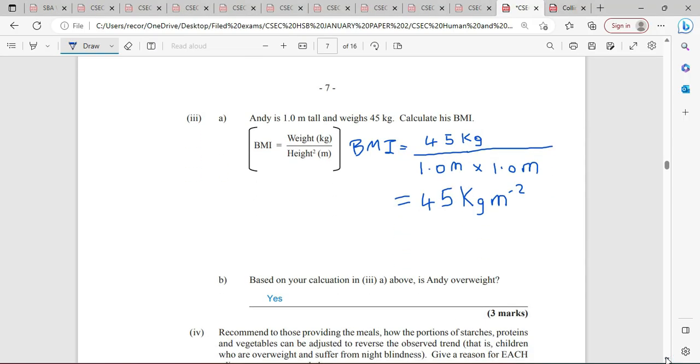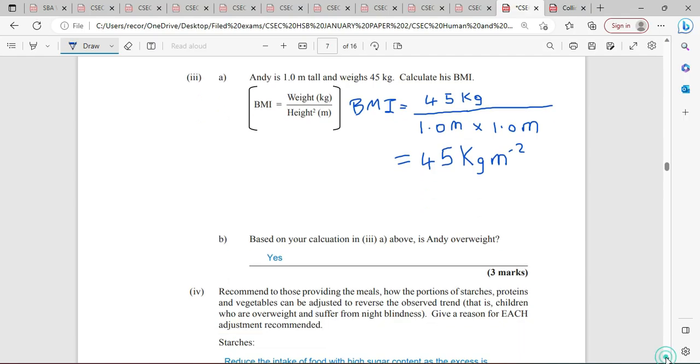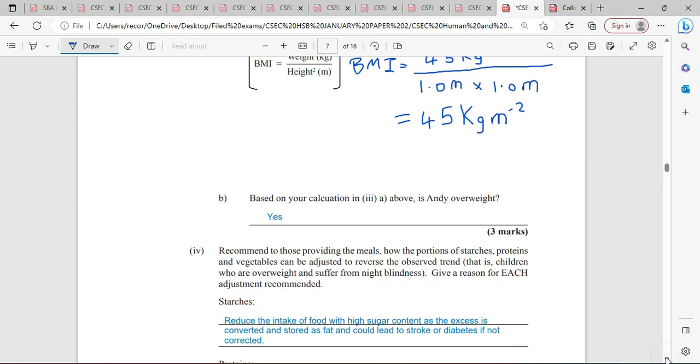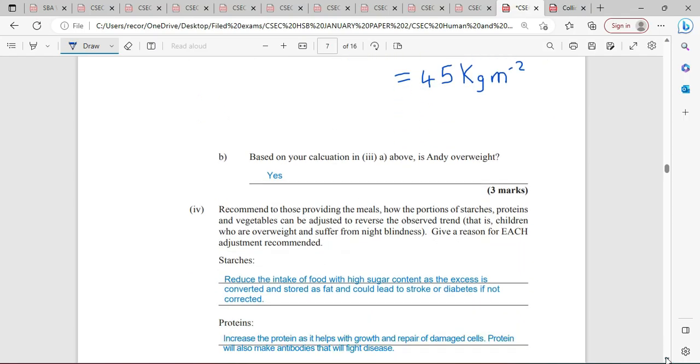Based on your calculation in 3A above, is Andy overweight? It goes without saying yes. Remember to use your text to support your research as you prepare for your exams working past papers.